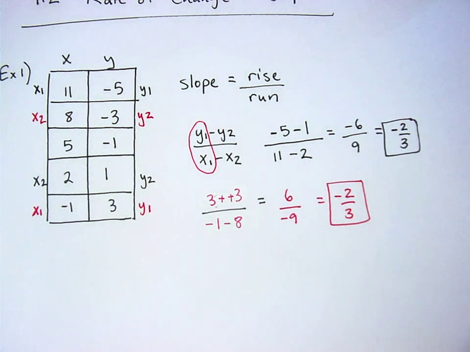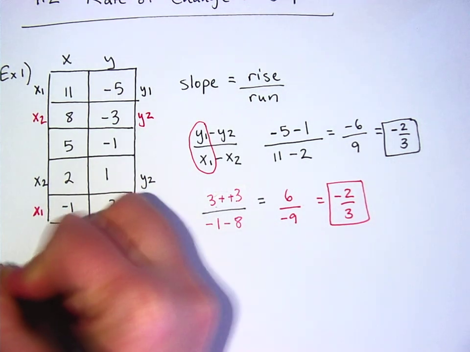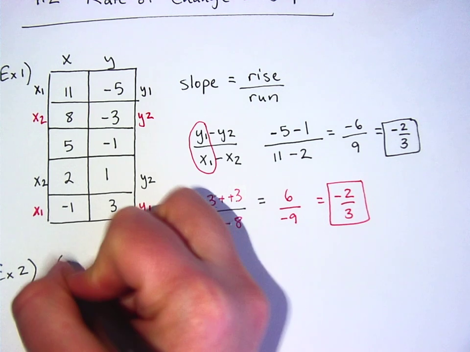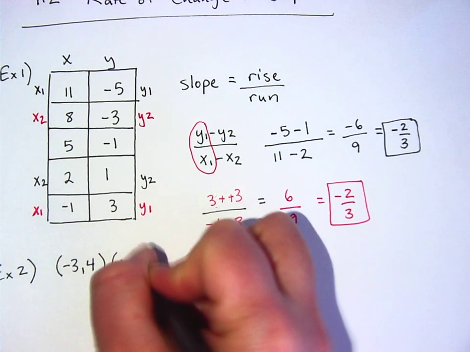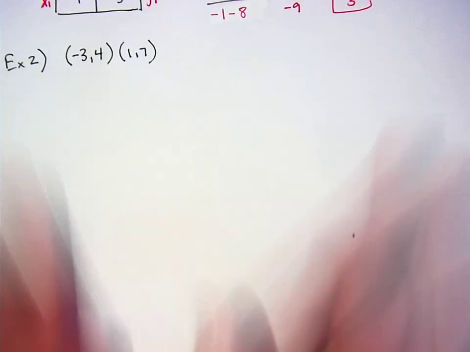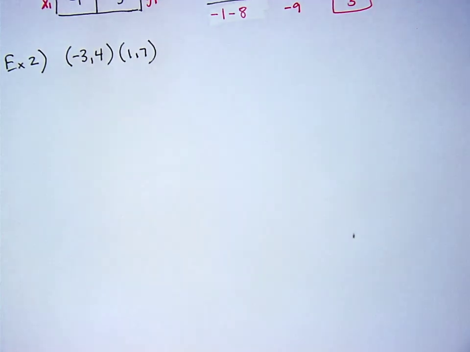Okay. Now what if we just had 2 points like on a graph? So example 2: -3, 4 and 1, 7. Now, one way I suppose you could do this problem is by graphing it and then seeing what the rise would be over the run, seeing how far it goes up and how far it goes over. Or you could just do the y1, y2, x1, x2. Let's do it that way.